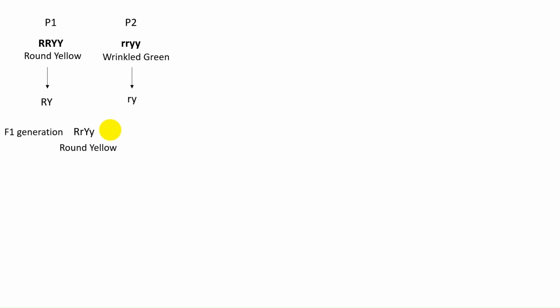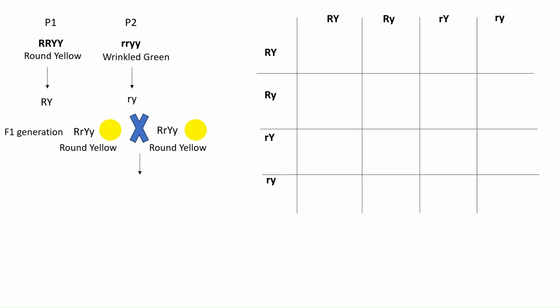Now for the F2 generation, what do we have to do? We have to cross the F1 generation. So we will cross two round yellow plants with genotype capital R, small r, capital Y, small y. What F2 generation will we get? We will get four types of gametes. What are those? Capital R capital Y, capital R small y, small r capital Y, and small r small y. Similarly for parent 2 as well. So for both parents, we get four varieties of gametes: both dominant, then one dominant and the other recessive, and both recessive.